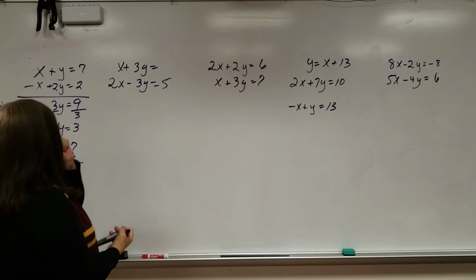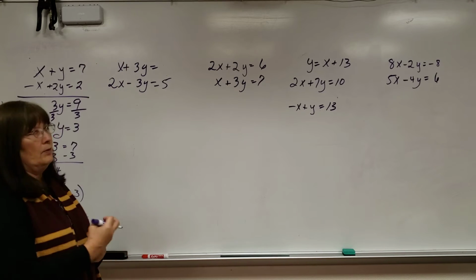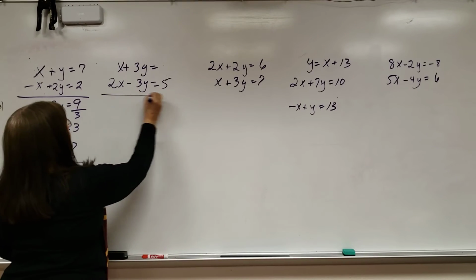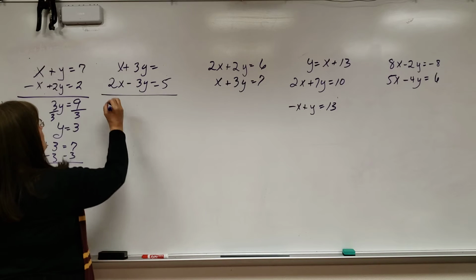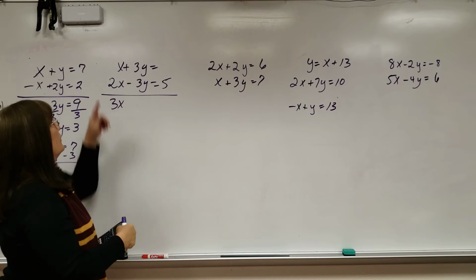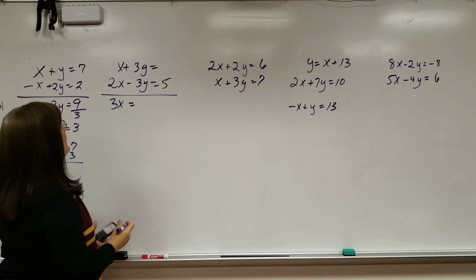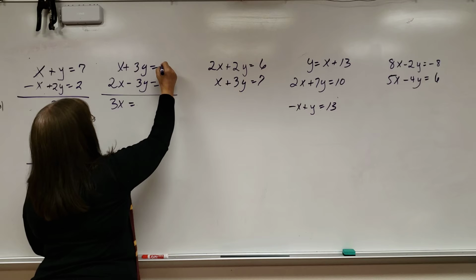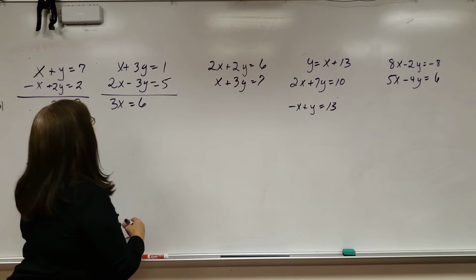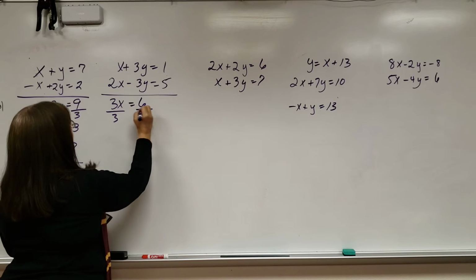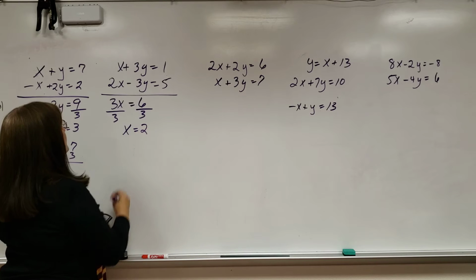All right, you'll notice this time I have a 3y and a negative 3y. So again, I'm going to just add these two together. x plus 2x is 3x. 3y and negative 3y is 0. And then we set this equal to 5 plus 1, which is 6. So dividing by 3 on both sides, we end up with x equals 2.